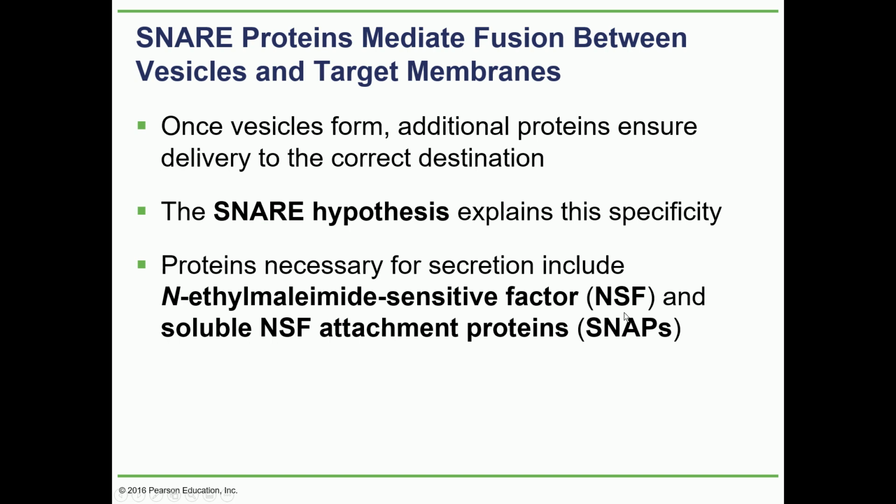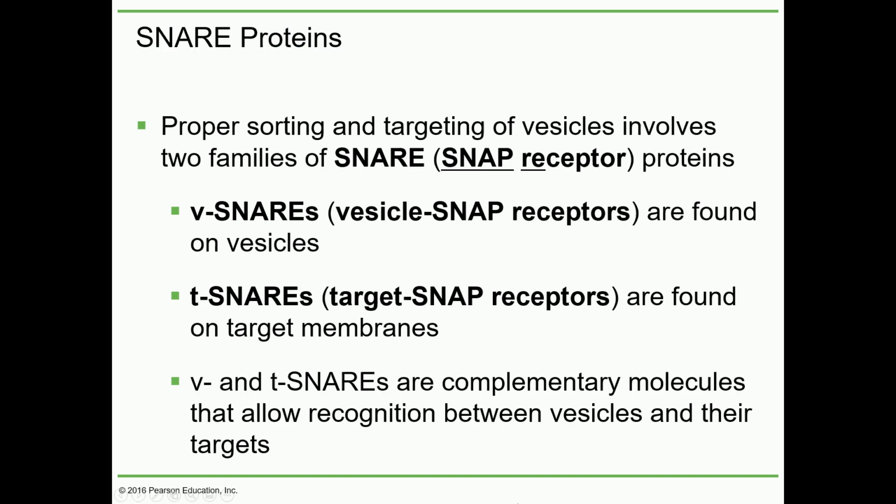There are some more proteins involved. They're called NSF, that's N-ethylmaleimide-sensitive factor, and another are called SNAPs, soluble NSF attachment proteins. There are two kinds of snares. One is V snare, a protein present on the vesicle, easy to remember from V. T snares are the snare proteins found on the target membrane.